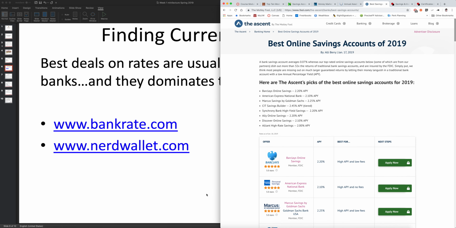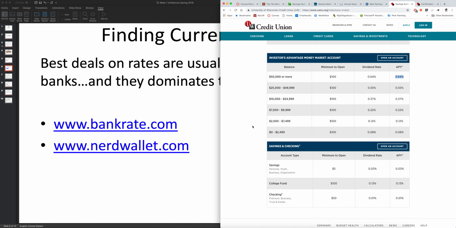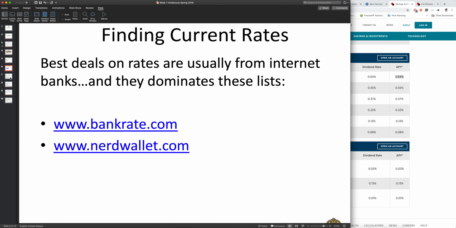But if you go to a local bank site, you can see their rates, and they won't always land on those aggregator sites. So if you want to check your own local bank for the rates they are willing to offer, you have to go directly to their website, which is not very efficient. I don't like it at all.